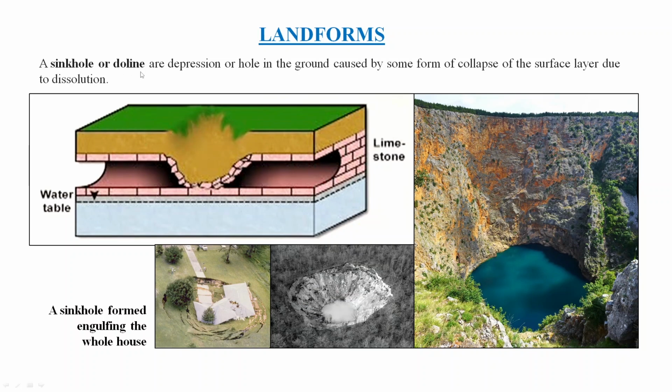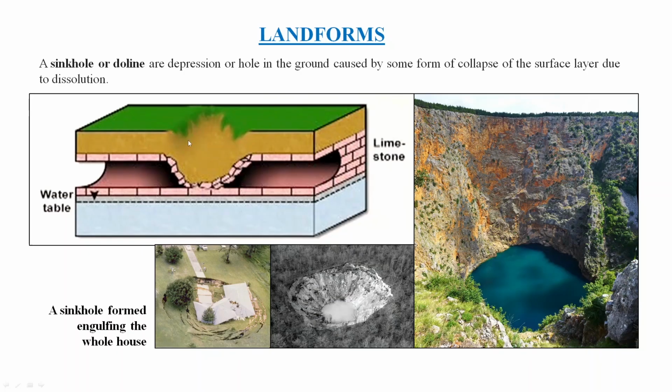So, a sinkhole or doline is a depression or hole in the ground caused by some form of collapse of the surface layer due to dissolution. So, again and again, if this dissolution progresses, like I was mentioning, eventually if the water level drops down, then there will be no water to support this kind of hollow region or the cave that got generated due to the dissolution of the limestone. So, this kind of land subsidence might occur.